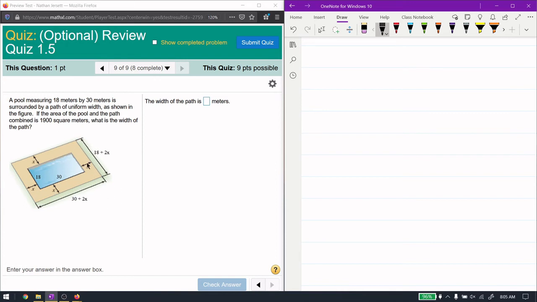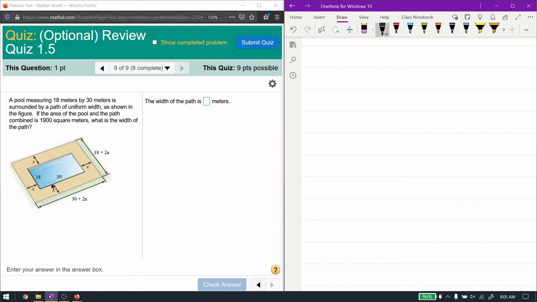And you can see that it already gave us the side dimensions. Probably a different problem would make you find those things. It's not hard to find those. But this length here is just the pool width. The pool width is 18. And then we have a uniform path, so it's going to be x wide all the way around, no matter if it's the length or the width of the pool. So 18 plus x plus x gives us 18 plus 2x. That's where this expression comes from.